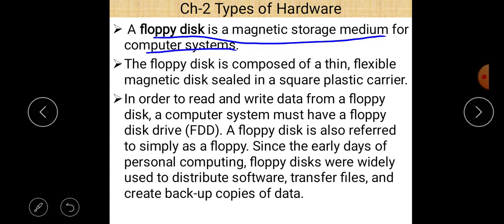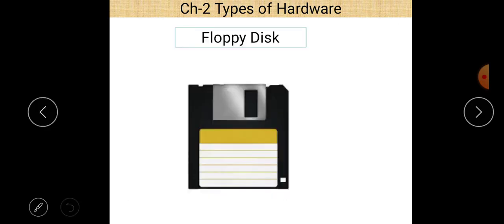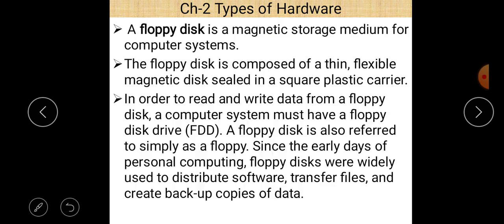And the floppy disk is composed of a thin, flexible, magnetic disk sealed in a square plastic carrier. You can easily see that it's a square plastic carrier. In order to read and write data from a floppy disk, a computer system must have a floppy disk drive. Without this, you are not able to read the data of a floppy disk. And a floppy disk is also referred to simply as a floppy.